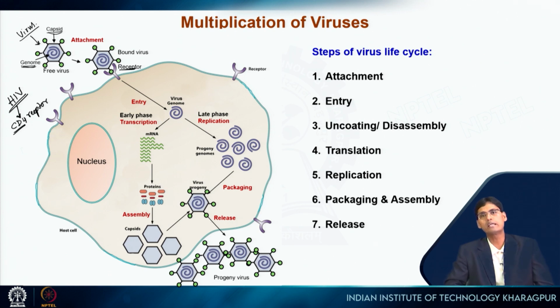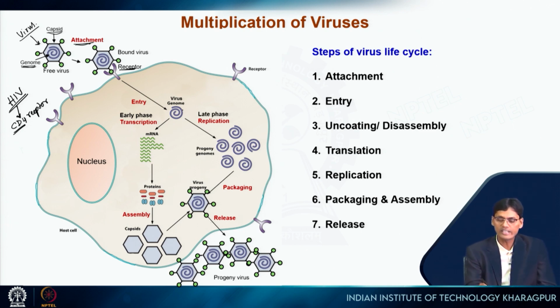Similarly, HSV, herpes simplex virus, uses different cell adhesion molecules present on our cell surface as its entry receptor. So somehow they are hijacking our own system, our own surface proteins, and that way they are getting attached. As you can see, this is the attachment.